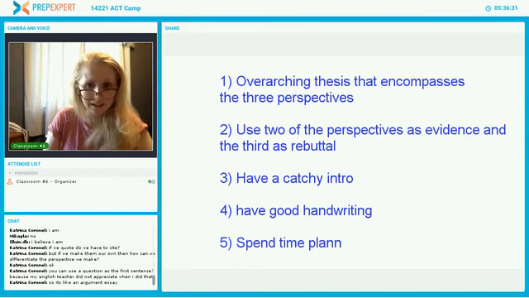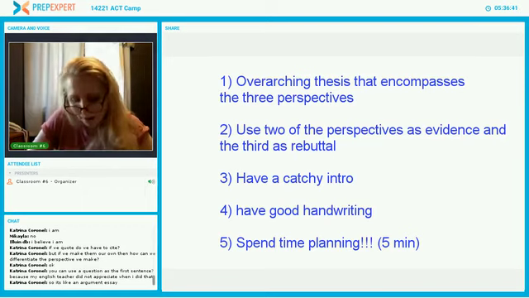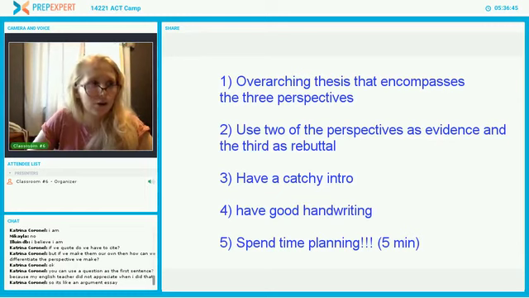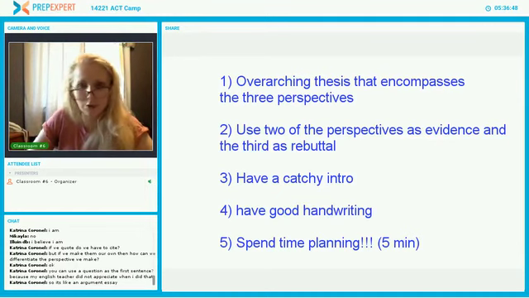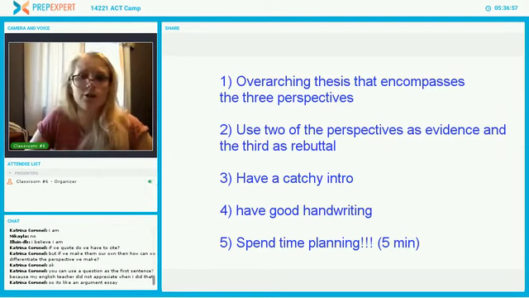Spend time planning. So you really should take 5 minutes to plan all this out. That'll just make your writing flow better, you won't get stuck while you're writing if you've planned, and you're not going to have awkward transitions like somebody who just started writing without thinking about what they were going to write. And I mean, really, that's it. Make a good first impression, have good handwriting, have a catchy intro. Use 2 of the perspectives as evidence, and the 3rd is rebuttal. You want to have an overarching thesis that encompasses the 3 perspectives.